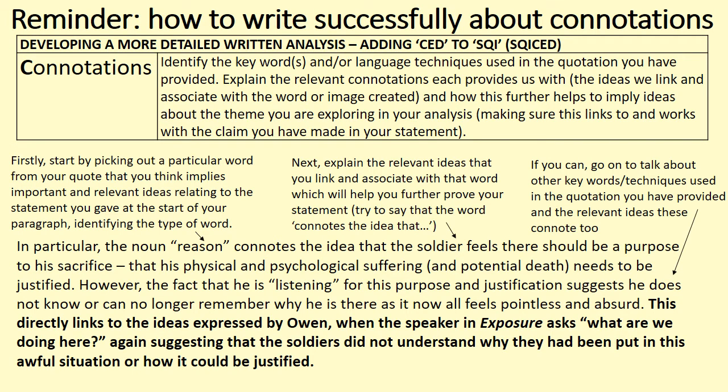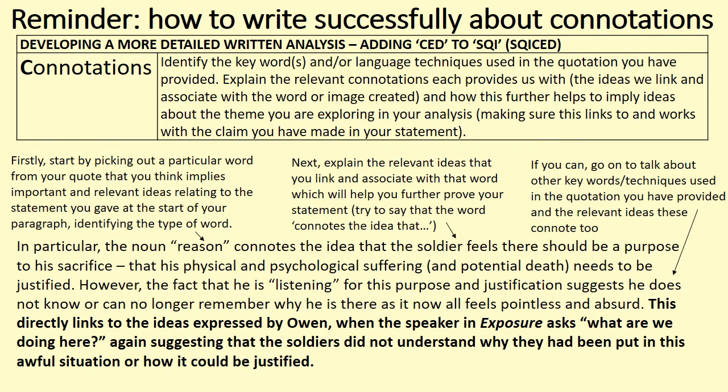Next up is connotations. This is where we look at our individual words. And again, for most of this, there's no difference to a normal detailed analytical paragraph. We're looking at a particular word in the quote you've provided, and then we're going to explain what that implies or connotes, what ideas we associate with it that's relevant, that is obviously showing us ideas about the effects of conflict on soldiers. So we're going to start by picking out a particular word that you think implies an important or relevant idea, trying to identify that word type.